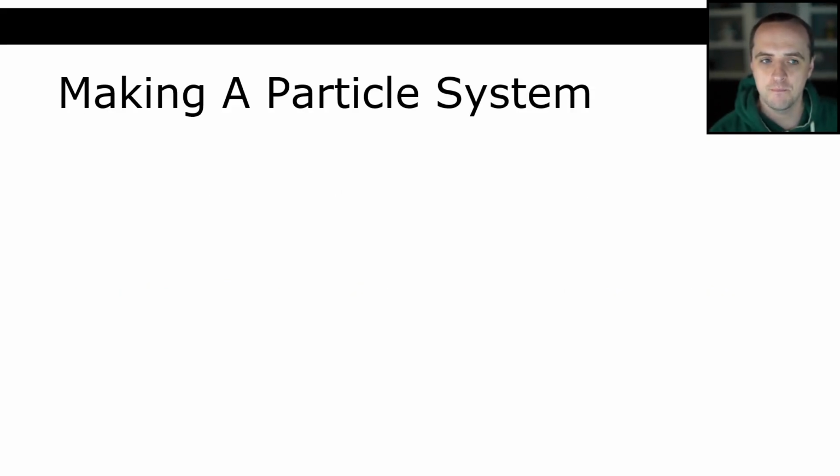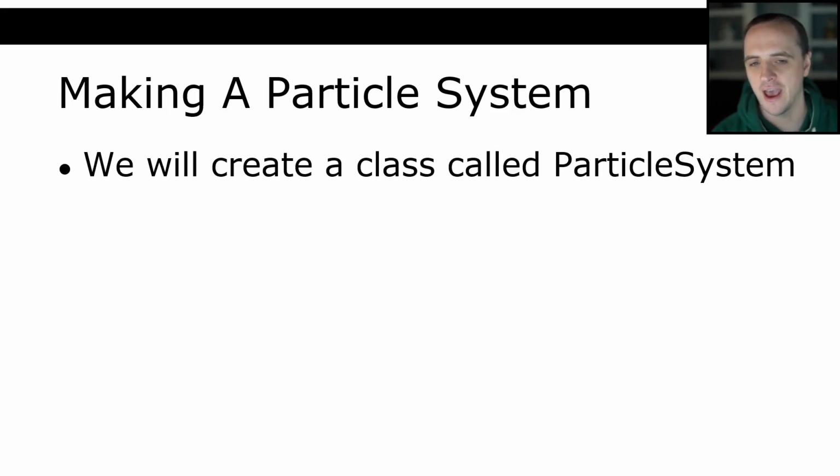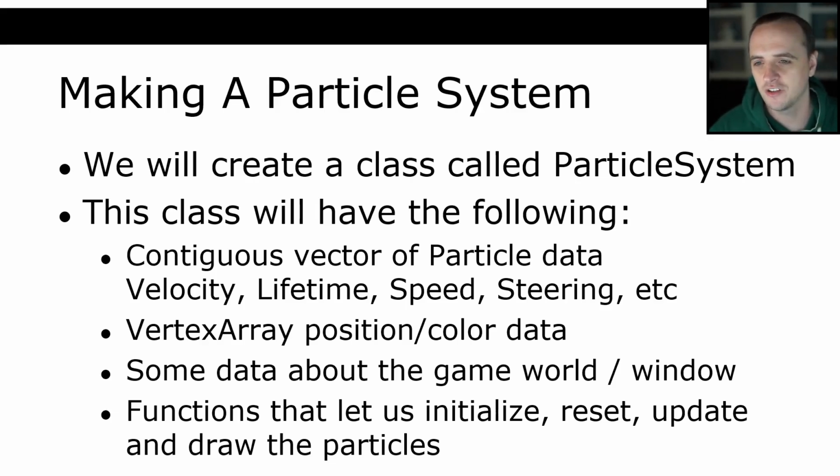So for making a particle system for our game, let's do it as simple as possible. I'm going to show you the most basic possible particle system that we could have, and I'm going to create a class called particle system, and everything will be in there. This class is going to have a contiguous vector of particle data. The particles may have velocity, lifetime, speed, steering, whatever they need to have. We're going to have a vertex array of position and color data.